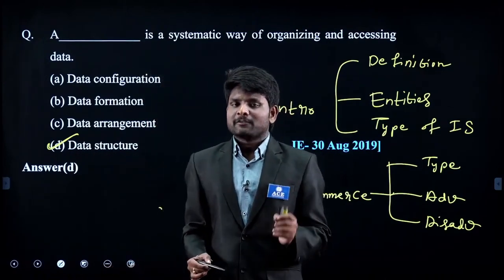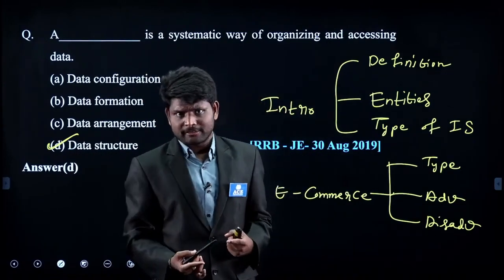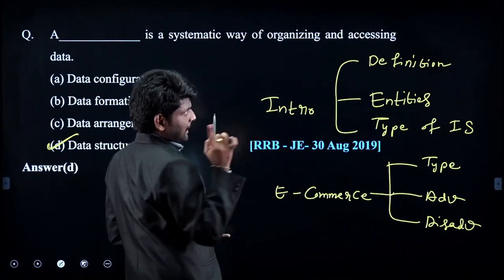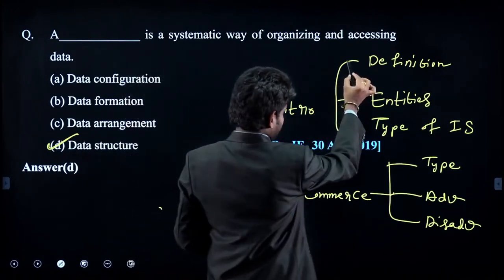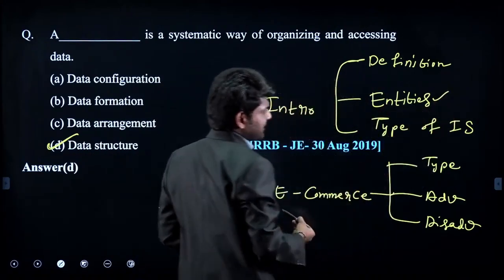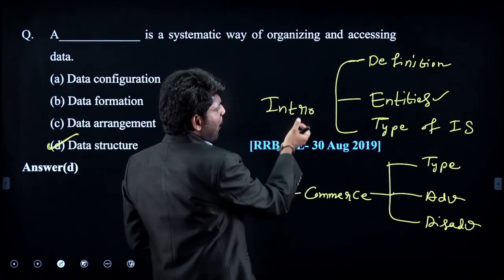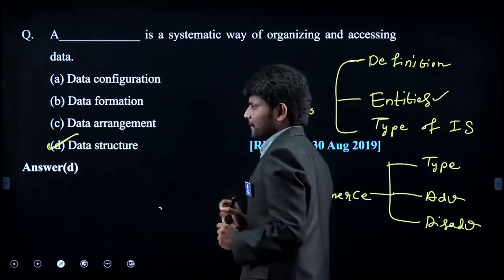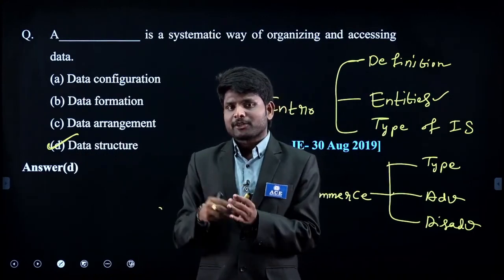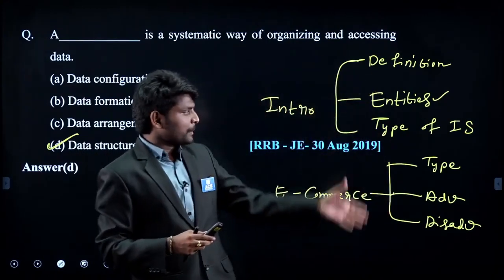So based on our strategy, we have gone through previous year questions. Then we understood that from the introduction part of the syllabus, they are focusing on three things: different definitions involved in the information systems, different entities involved in the information systems, and they are also interested in the different types of information systems. Hope this point is clear for you. After going through previous year questions, we have realized these are the areas to be focused.